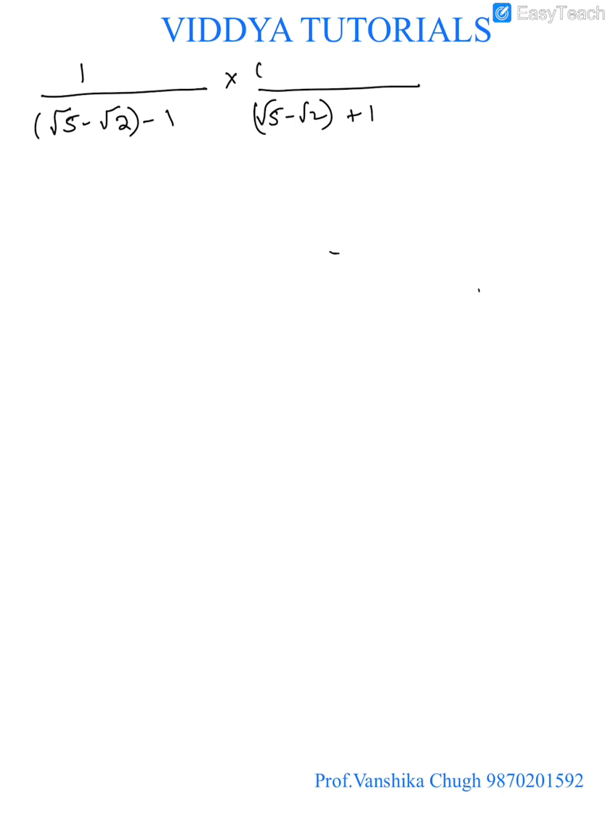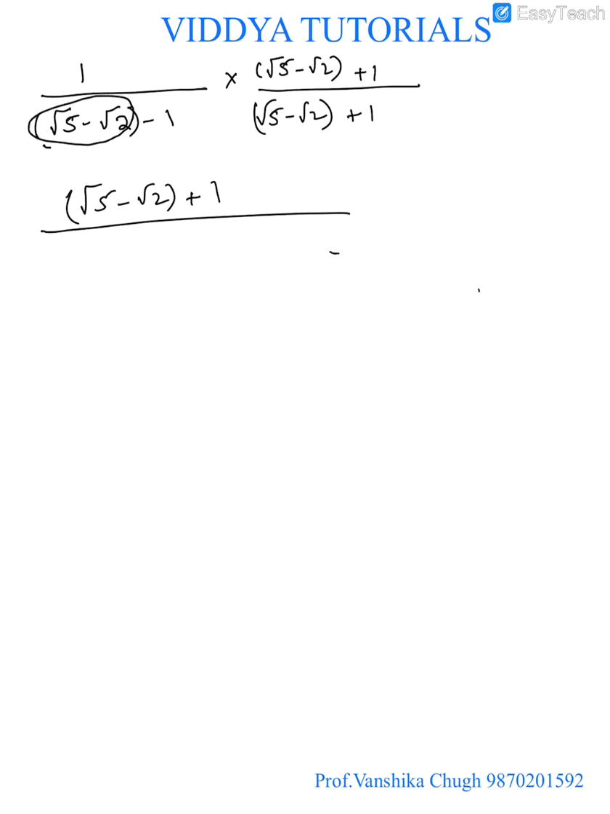Same rationalizing factor will be for my numerator as well. Now in the numerator it has to be multiplied by 1, so the answer will be exactly the same, root 5 minus root 2 plus 1 upon, now when we multiply a plus b and a minus b, we get a square minus b square. So we will get root 5 minus root 2 the whole square minus 1 the whole square.